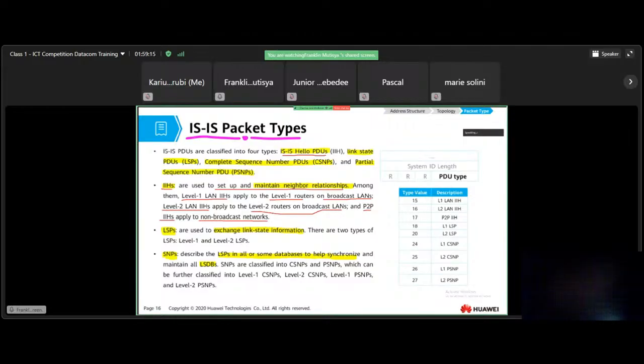The other type of packet that we find here, we call them LSPs. We call them link state PDUs. Okay. So link state PDUs, these are used to exchange link state information. And we have two types of link state PDUs. We have level one LSPs and level two LSPs.